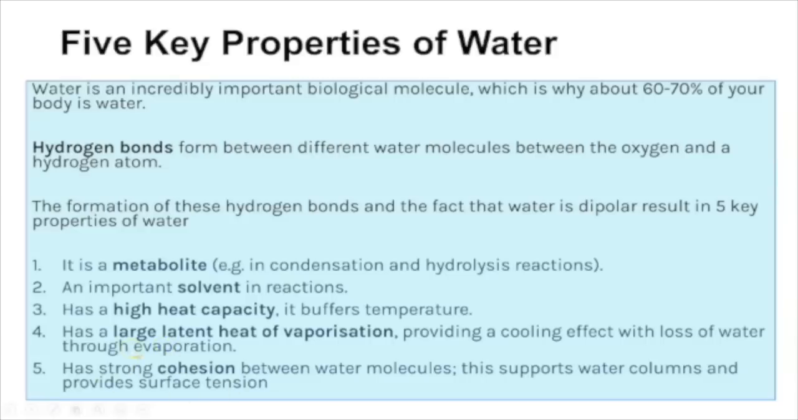Water also has strong cohesion, and this is due to the hydrogen bonds between the different water molecules. Cohesion means the water molecules are sticking together. In plants, this is particularly important because that means you get a continuous column of water moving up the xylem. It is also what provides surface tension to water, and that can actually provide a habitat for certain organisms.